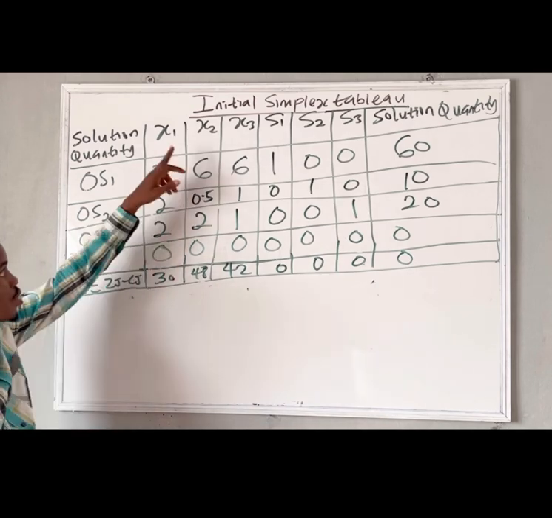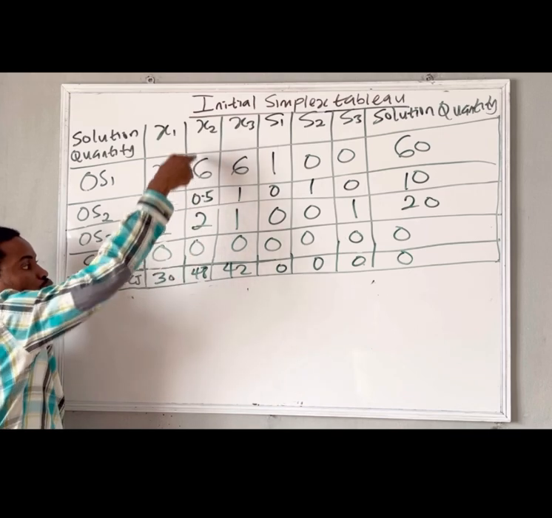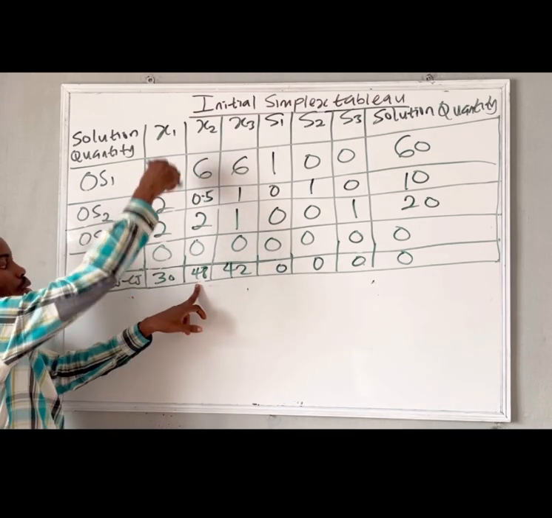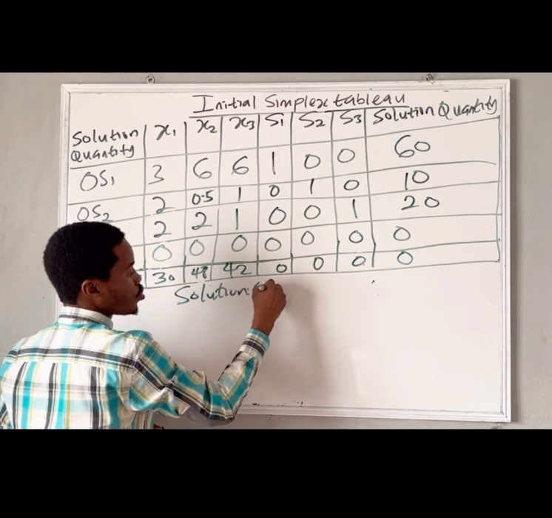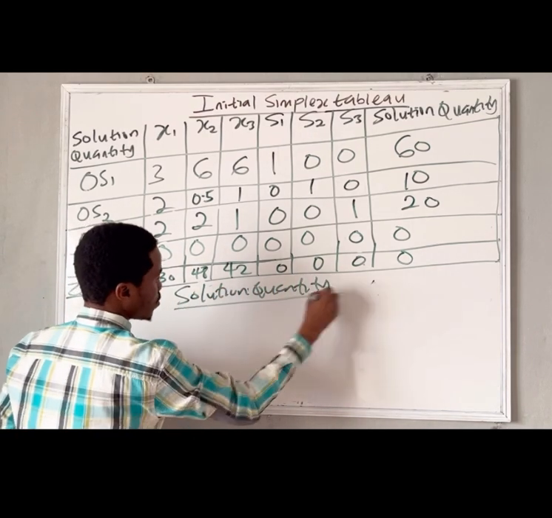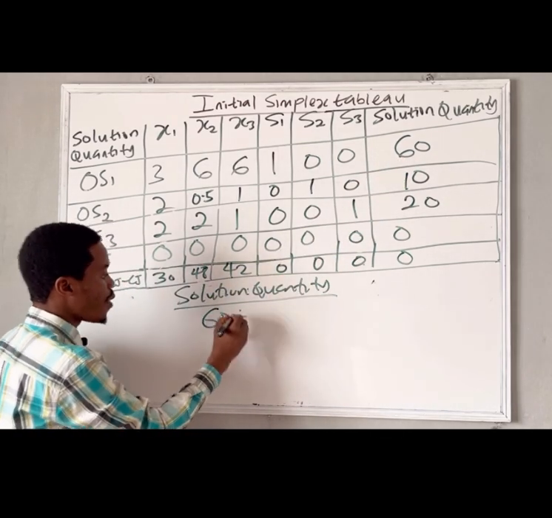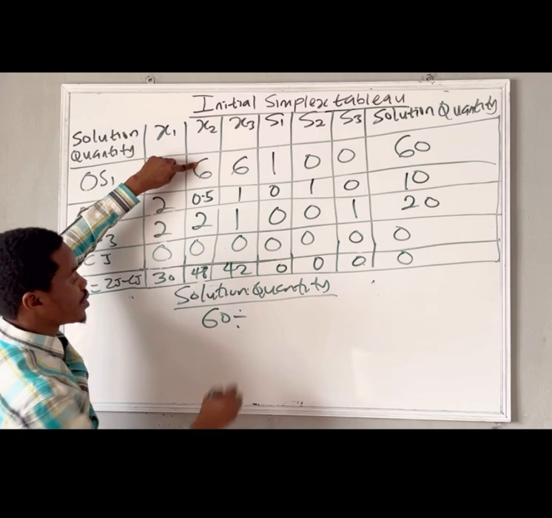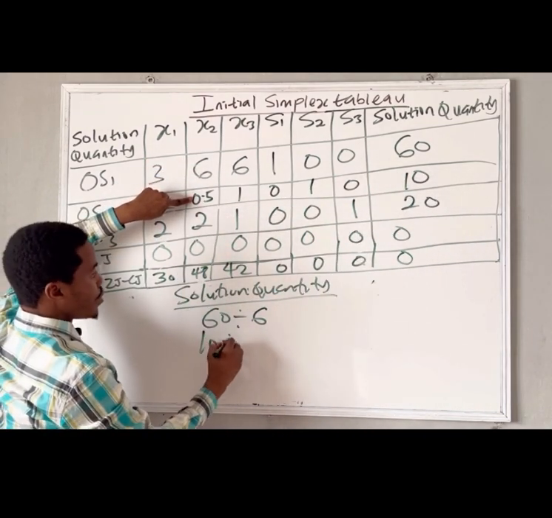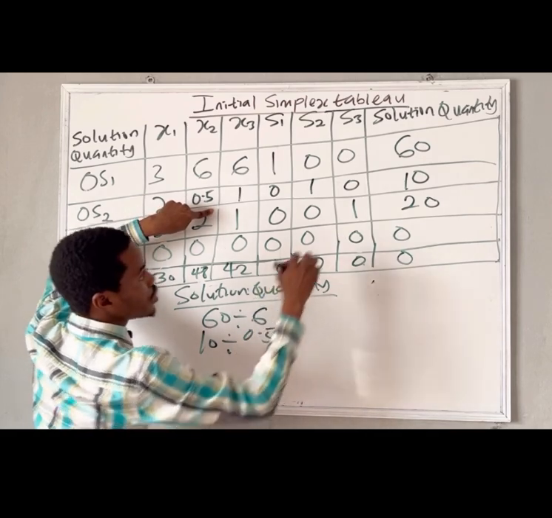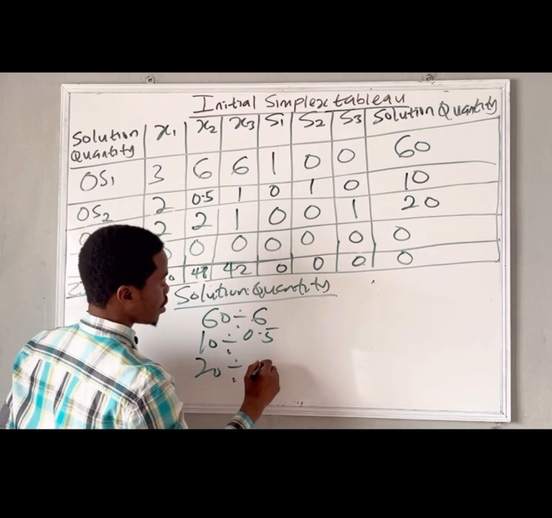Remember, I said the highest number on my objective function is 48. So here is our pivot column. If I want to get my pivot solution quantity, the element here is 60. Where is my pivot column? Here is my pivot column. The first element is 6. The next element is 10, 10 divided by 0.5. My last element is 20 divided by 2.